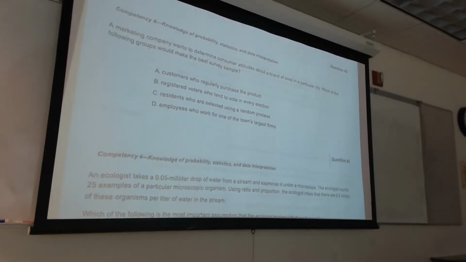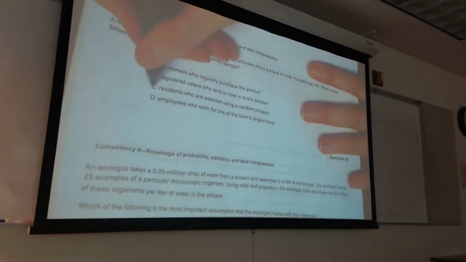The random people. Because what if you ask people that purchase it? They're biased because they like it. There's a reason they purchase it. All the registered voters, well, if you think about the election right now, not everybody votes in every election, so sometimes only certain demographics do. Employees of the town's largest firm, that's too narrow. So yes, the most random you can get.